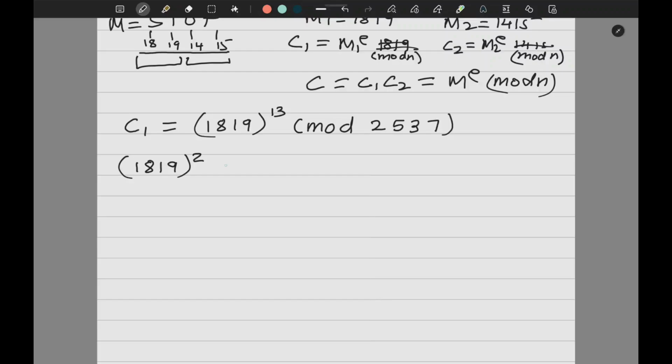Okay. If I want to solve this 1819 square mod 2537, what is the procedure to solve this? If I am using the calculator, what I will do? I will do 1819 square. Okay. So I am getting 3308761.